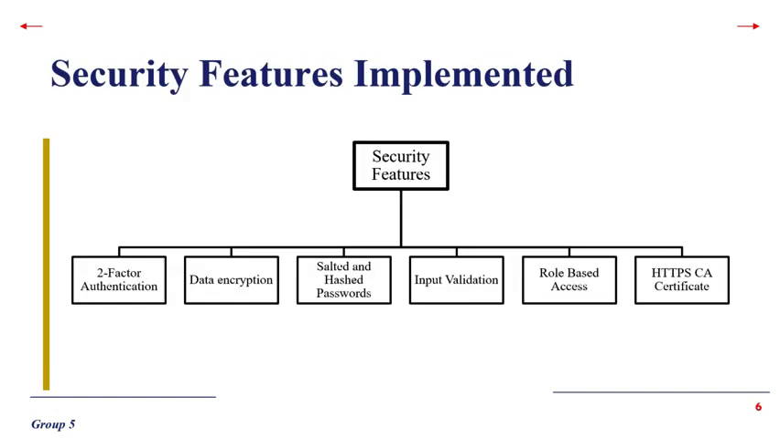These are the six security features implemented in Stay Ireland. Two-factor authentication is a feature where the user gets a one-time password to verify their login. Data encryption is implemented, where all the data in this web app is encrypted. All the passwords are salted and hashed. All the inputs are checked to see if they are properly formatted. Access is divided into two roles, those are users and admin. Stay Ireland has an HTTPS certificate.